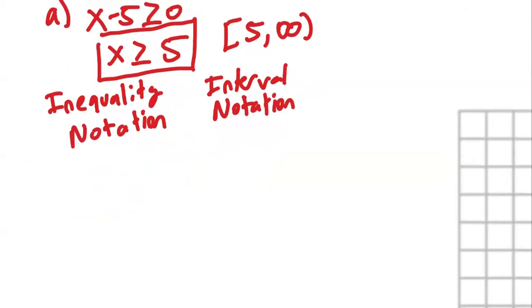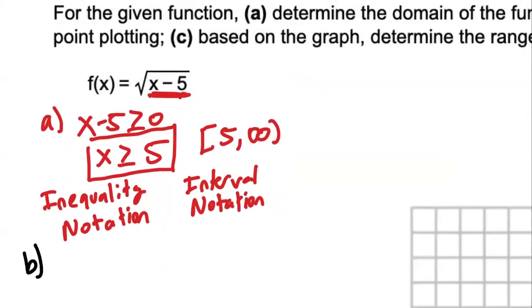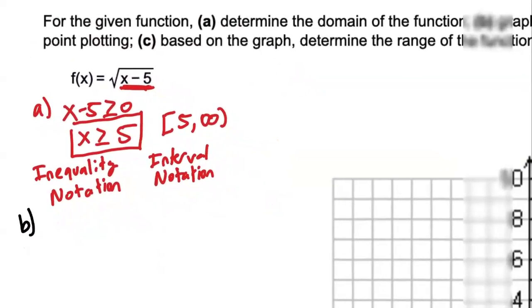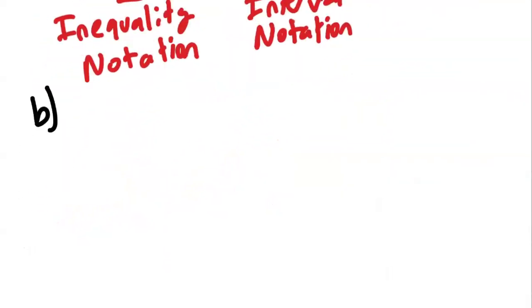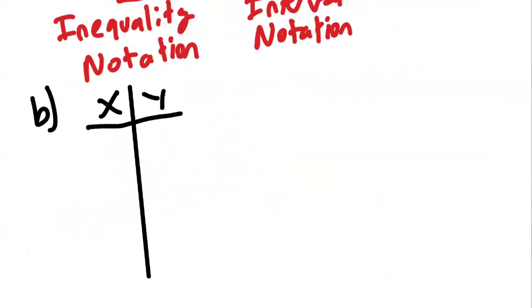For part B, it's going to tell you to create a table to graph the function. So in this case, we have x comma y. Now, your very first point is going to be the minimum.